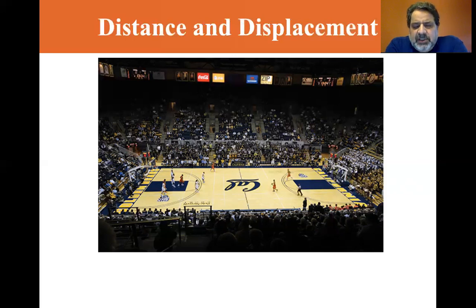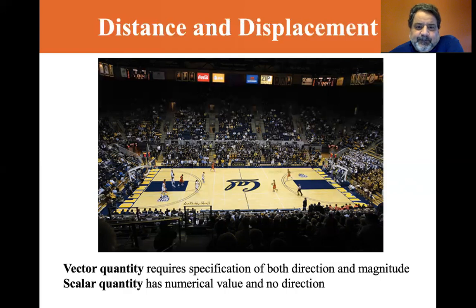Now, the distance they've run is 400 meters. Their displacement, as soon as they cross the finish line, is 0, because they are back in the same place that they started. So the displacement from their initial position and their final position is 0. That may take some getting used to, but I think you will get used to it after a while. So there's a difference between distance and displacement.